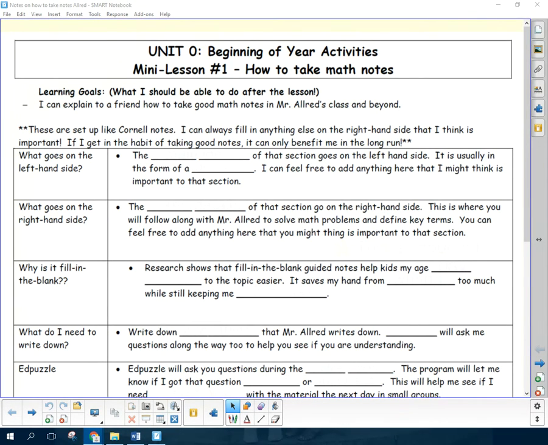We have fill in the blank Cornell notes, okay? Fill in the blank guided Cornell notes. That's how we take notes in math class. We're just going to talk about some of the different items of these notes and how it works.